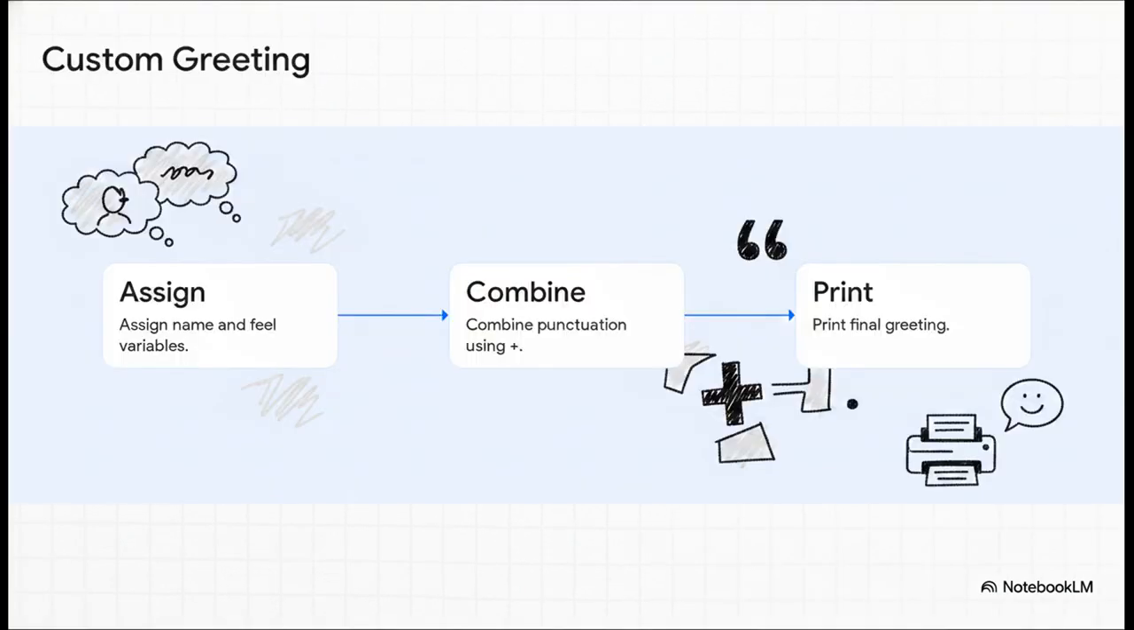Let's look at a second quick program, this time focusing on how we format things elegantly using our other new superpower, concatenation. Here, we want to create a custom greeting, but with perfect punctuation. Step 1. We assign the string Freda to a variable called name and happy to a variable called feel. Step 2. We combine these variables with proper punctuation using that plus sign. And step 3, we print it.